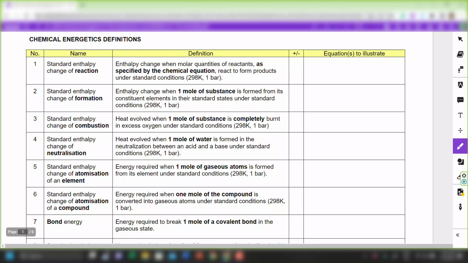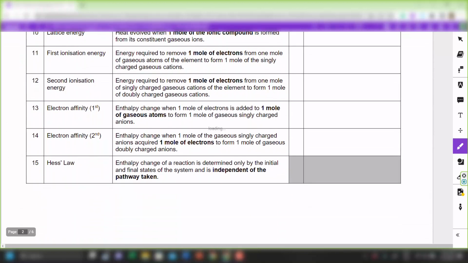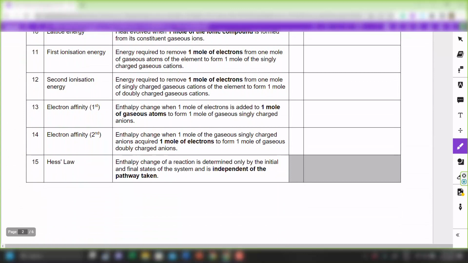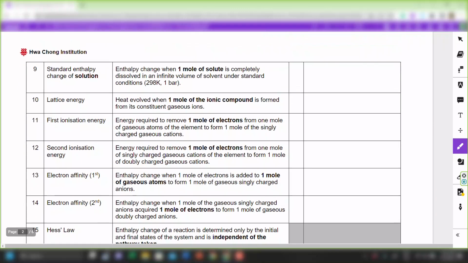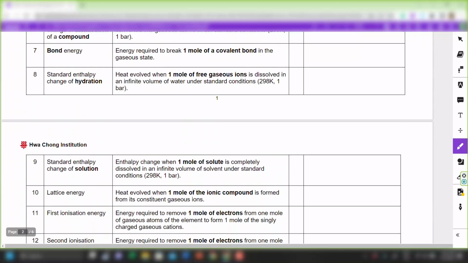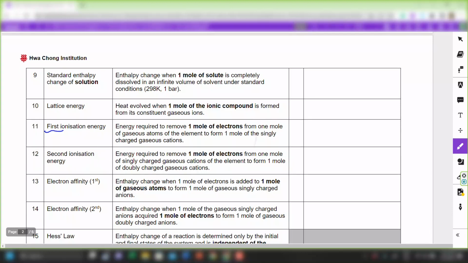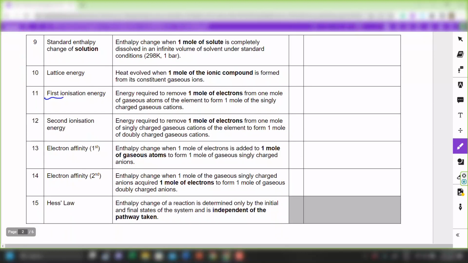If you take a look at it, there are a total of 15, if not 14, energetics terms you need to be aware of. Of course some of the terms are repeated, like for example the first ionization energy. You can look at it as a repeat from a generic definition of ionization energy, and of course the first and second electron affinity. And of course some of the terms are missing.